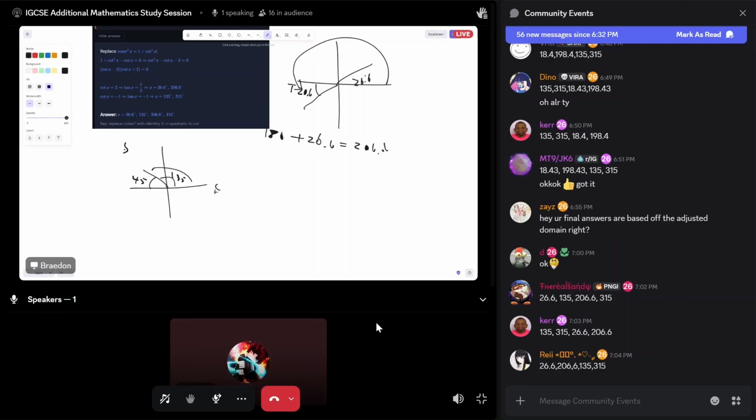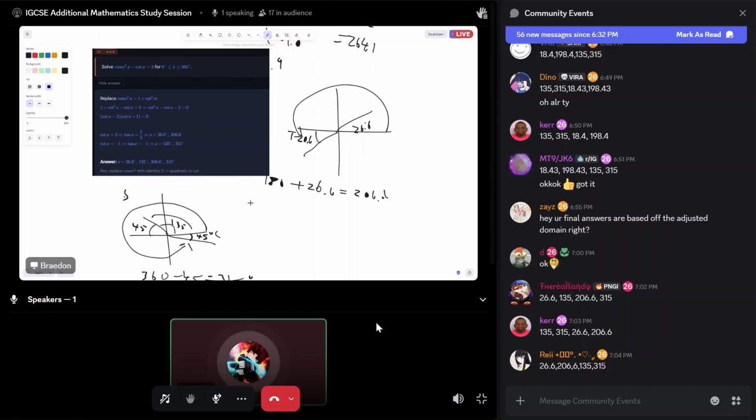Then let's plot C. C is the only other -1. Then plot the horizontal line again, 45 degrees. So boom, which equals 360 minus 45 equals 315. So yeah, that's how you get that answer too.